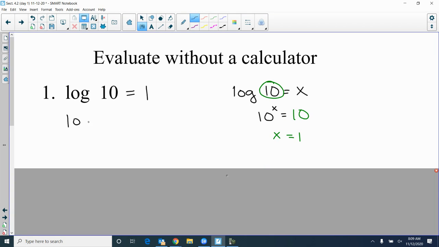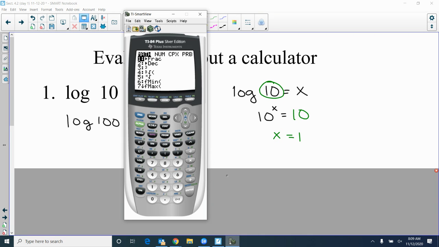What's the log of 100? Think about that. It's saying 10 to what power equals 100? 10 to what power equals 100? 2. So the log of 100 equals 2. Now on your calculator, I noticed that you don't use it, but just to verify it, if you hit log of 10, it's going to give you 1. If you hit log of 100, it's going to give you 2. 10 to that power is 2.